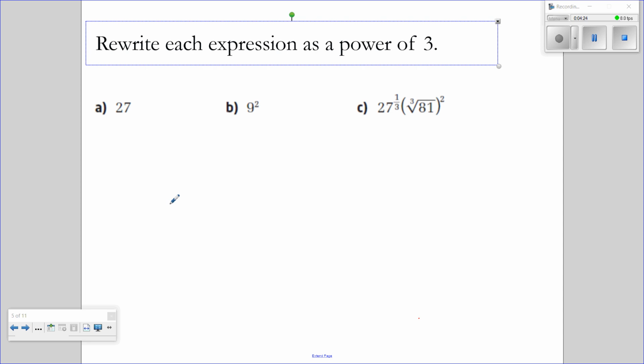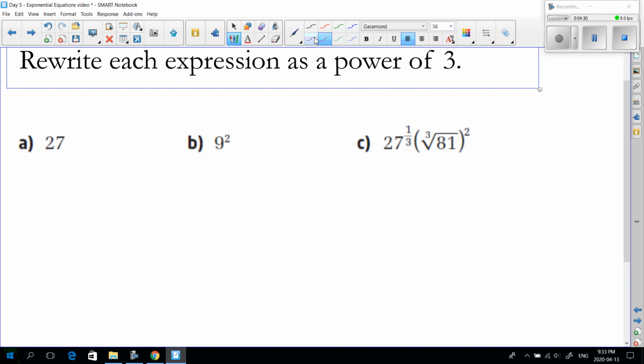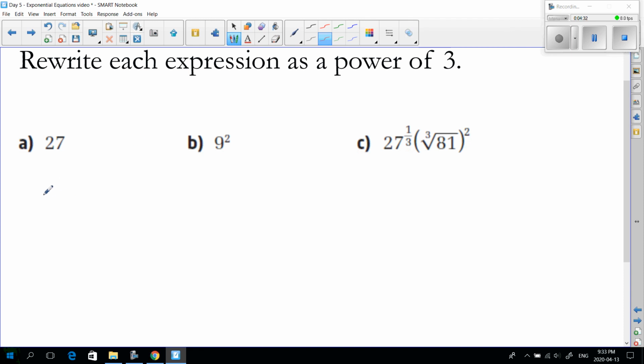First, let's start writing these as powers of 3. Not a whole lot of work needs to be shown for this. 27, a lot of people know that that's just 3 to the power of 3. 3 times 3 is 9, times 3 is 27. 9 squared could be written as 81, but I want to write this as a power of 3. Well, 81 is 3 to the power of 4. Now, I want to show you where they come from. 27, 3 to the 3rd, 81, 3 to the 4th.